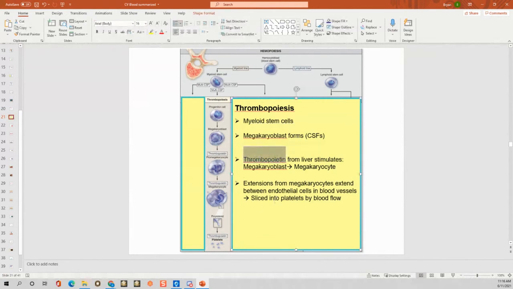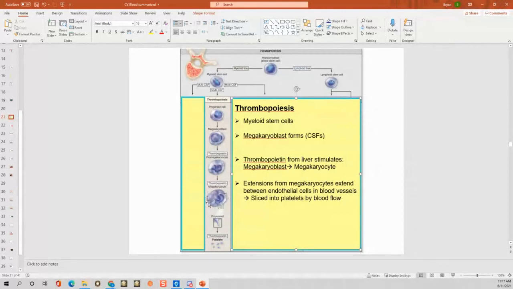Again, we've got our protein, functional. It's produced from the liver. Holy moly, 90% of all blood proteins are made in the liver. That's going to cause this huge cell, the megakaryoblast, to branch into a megakaryocyte. The megakaryocyte creates these weird octopus legs, and these legs reach out from the red bone marrow and creep their way into your bloodstream.